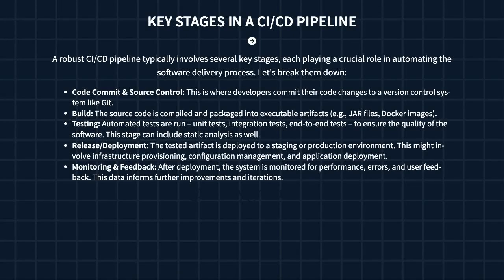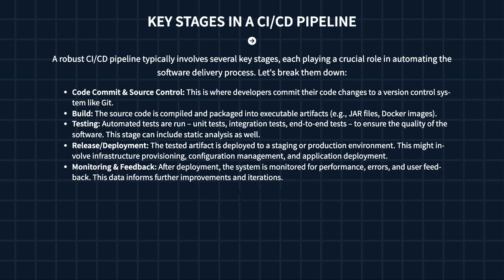Okay, let's talk about what usually goes into a CI/CD pipeline. It all starts with developers committing their code to something like Git. That's our source control. Next up is the build stage. The code gets compiled and packaged into something ready to use.